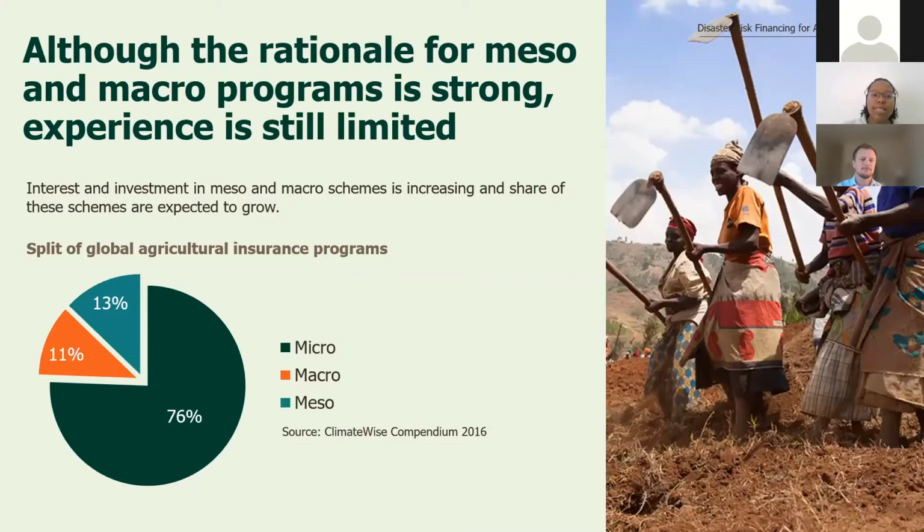And while we see that the rationale for meso and macro level products is strong, the experience on the ground so far is still limited, with micro level products accounting for more than 3/4 of global agriculture insurance premiums. We'll touch on some of the reasons and the trends in the next section. So next slide, please.